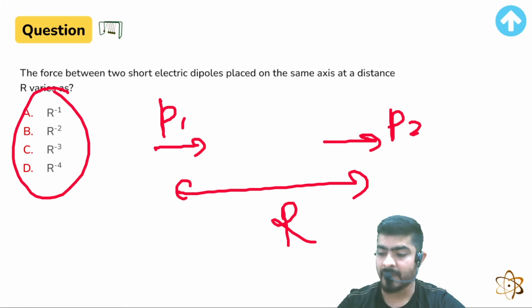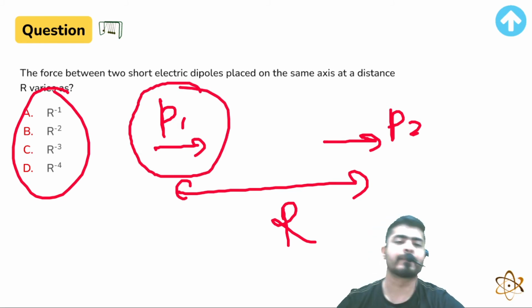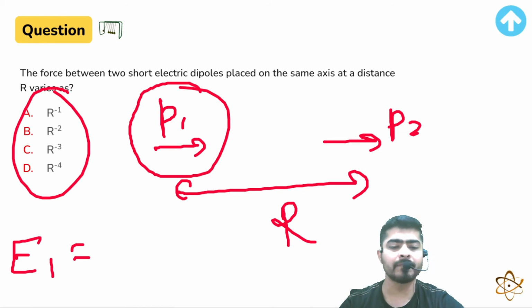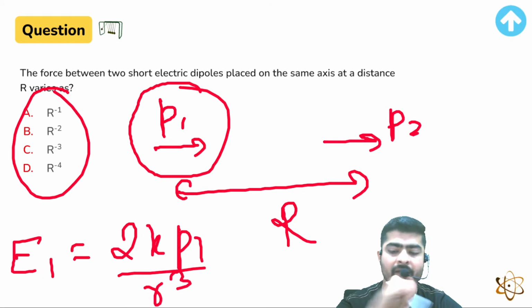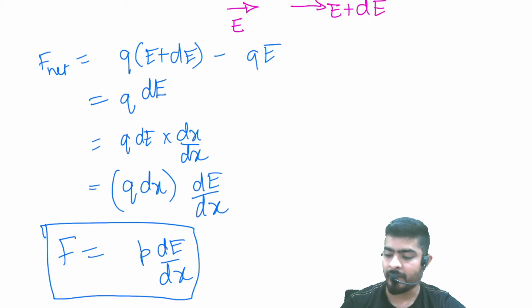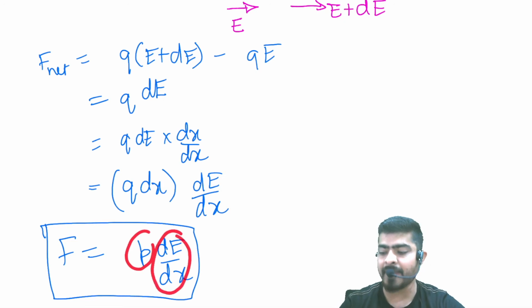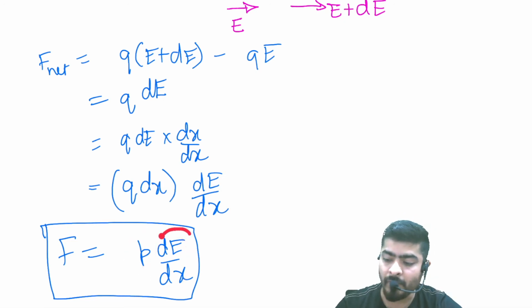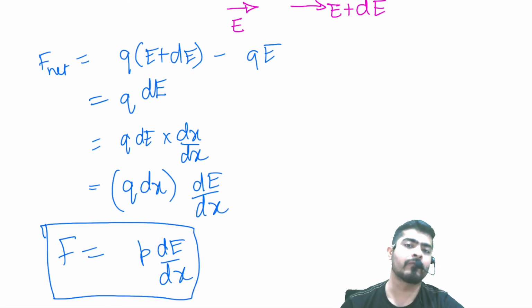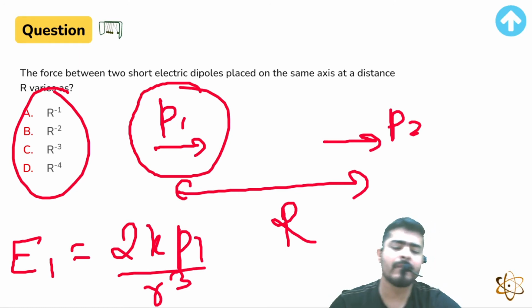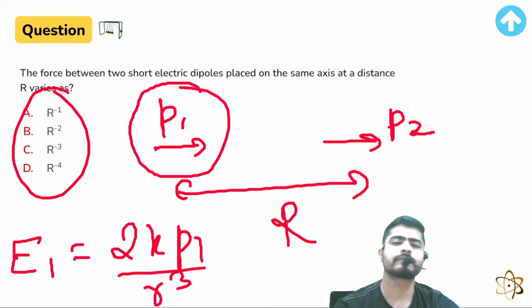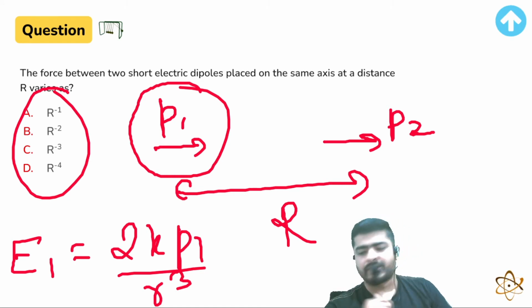See, I'll give you a hint. Find the electric field due to P1. What is the electric field due to P1? 2k P1 by r cube. Now differentiate E1. Force is what? P times dE by dx, right? So differentiate E1 with r and multiply P2. Simple. Try this now. It's very easy. Try this.